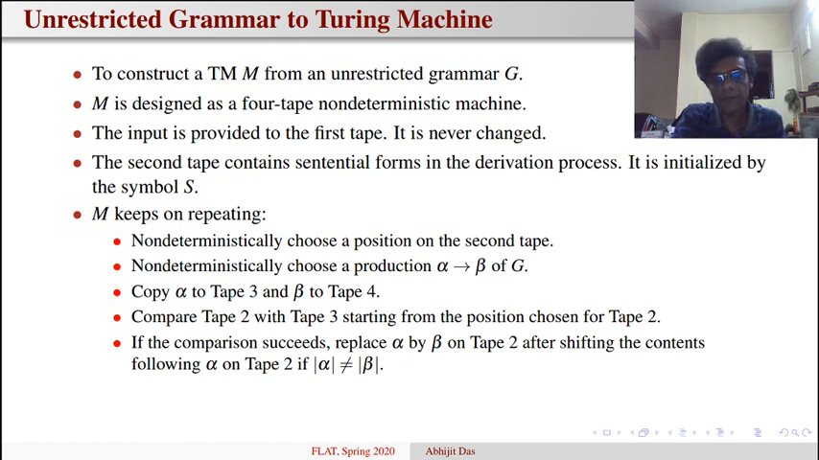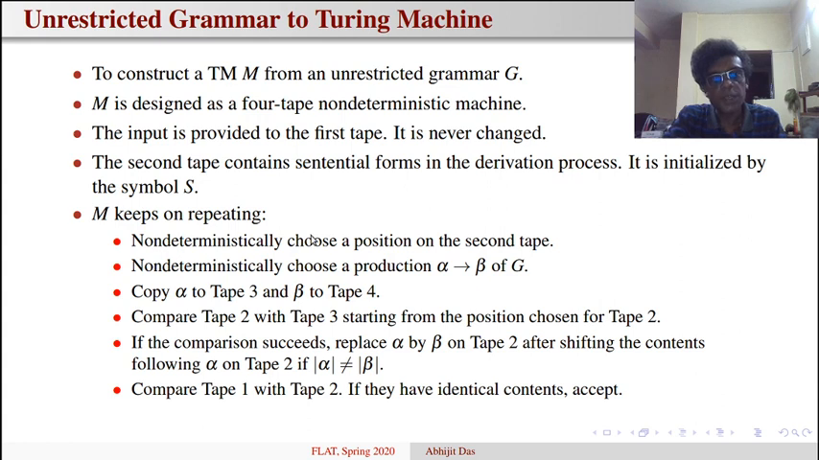And after every such step of the simulation of the derivation process, the machine compares the content of step 1 and step 2. If they are the same, then you have generated a valid string that can be generated by the grammar following this derivation process. Accept and halt. If not, continue. Okay.